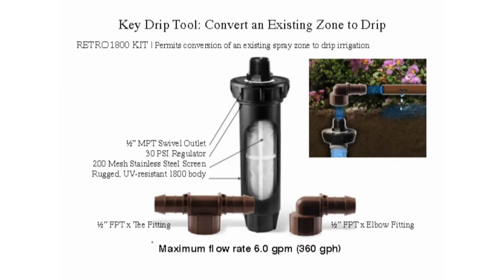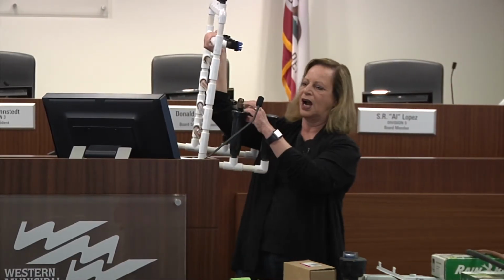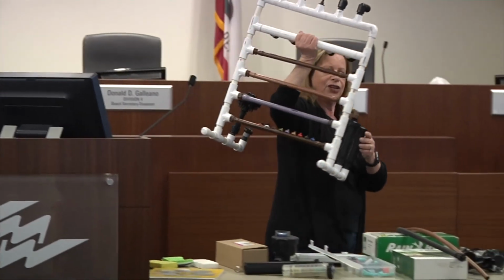I'll hold this up. In this sprinkler, I actually have a device that has a filter and regulator in there. So what I would do, if this was my area that was sprays, I would remove the innards, cap off the other ones, and then drop in this retrofit kit, where it has its own filter regulator. Yeah, I know, it makes life so much easier.